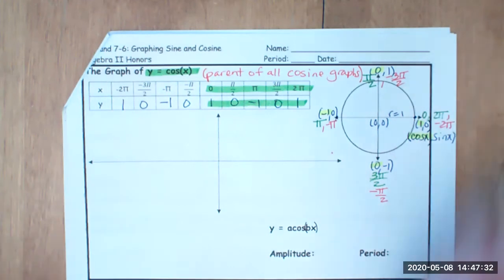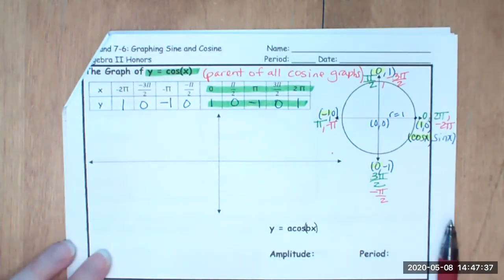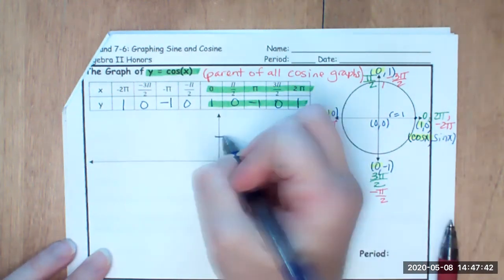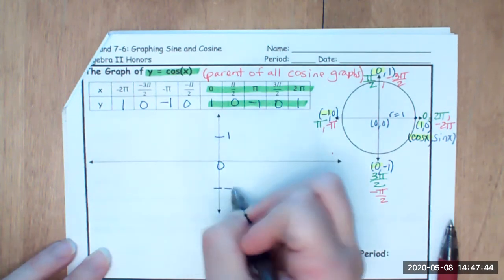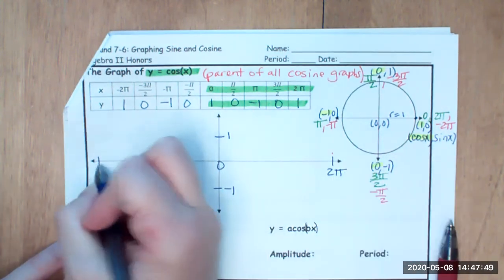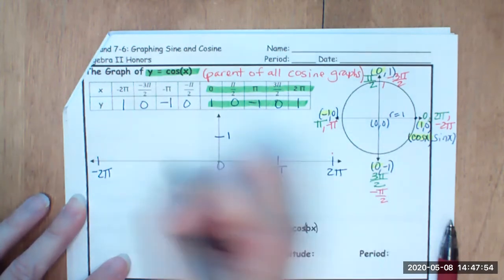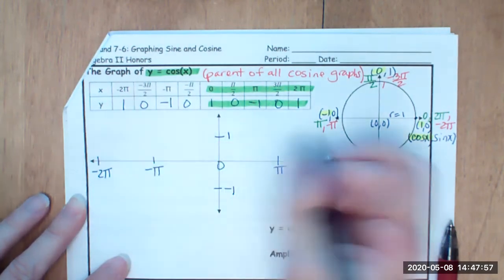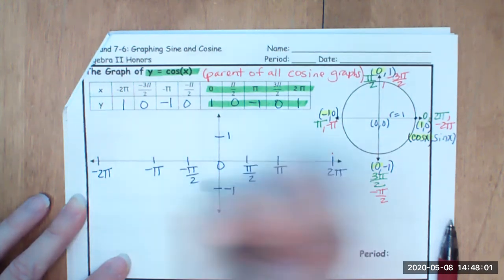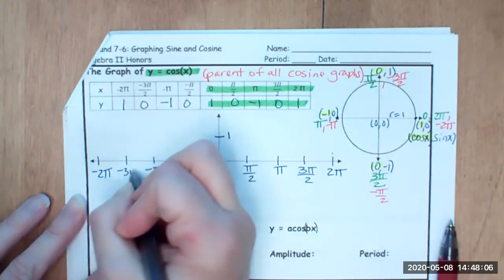Okay? And again, I'm going to make a sketch just like I did before. So, of course, here we have 0. In the y direction, here's 1. Here's -1. We'll go from 0 to 2 pi, 0 to -2 pi. Here is pi. Here's negative pi. Here is pi over 2. Here's negative pi over 2. Here is 3 pi over 2. And here's negative 3 pi over 2.